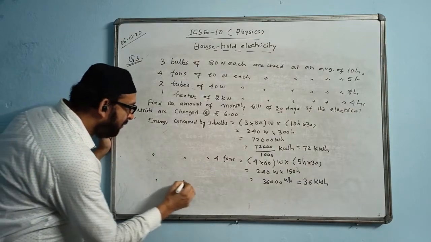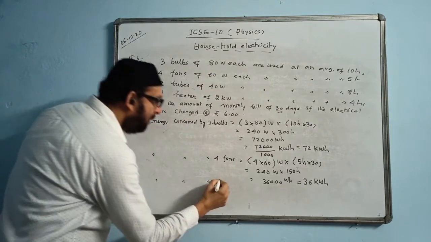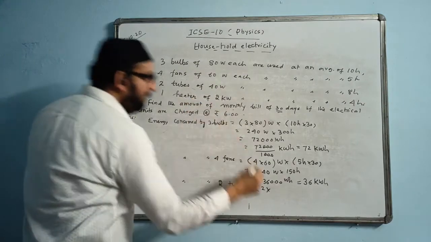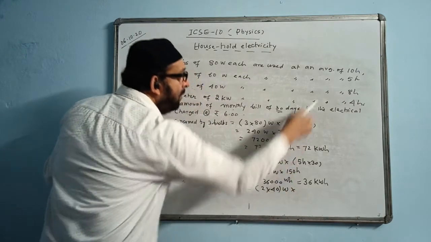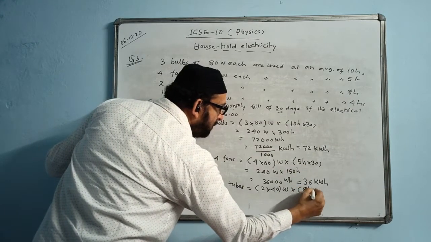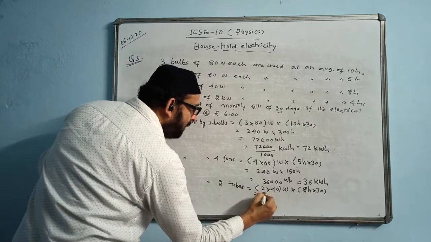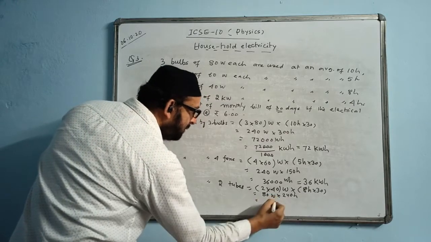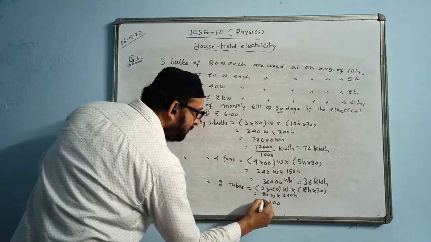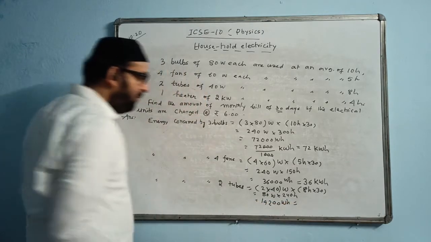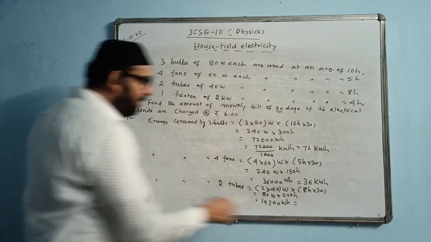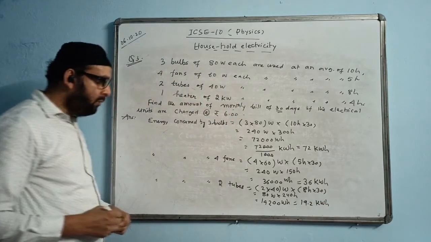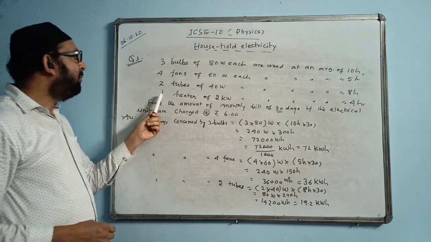Now similarly we are calculating for 2 tubes. 2 tubes, so 2 into 40 watt, 2 into 40 watt into 8 hours. 8 hours into 30. 2 into 40 is 80 watt into 240 hours. The answer is 20 will go, 8 for the 32. This much watt hours. We are changing to kilowatt. How do we change to kilowatt hour? Dividing by 1000. So 20 will go, and the answer will become 19.2 kilowatt hours.